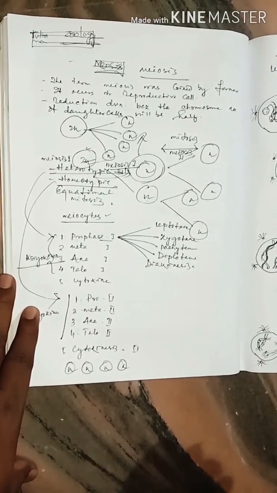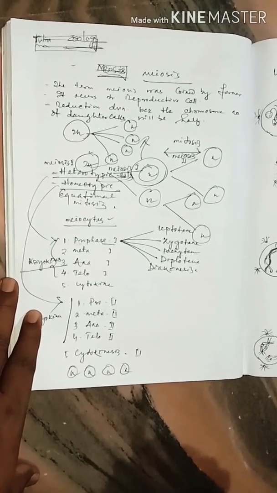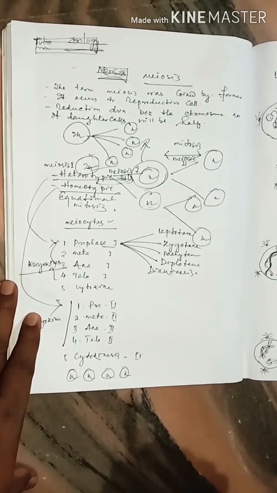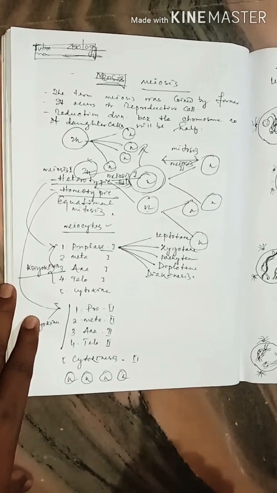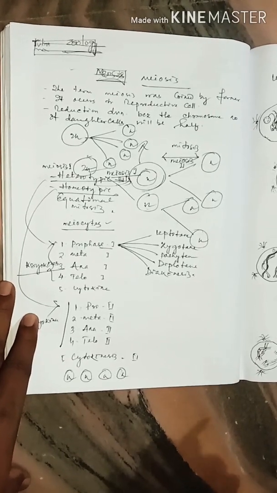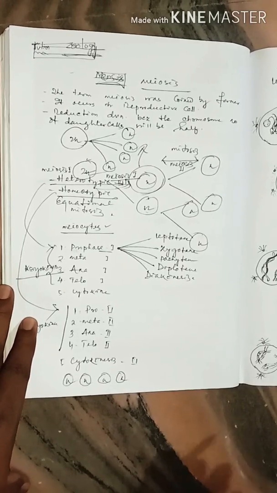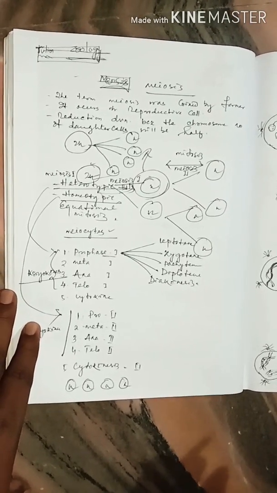Today we are going to discuss meiosis. In my previous handwritten video, I already discussed that mitotic cell division occurs in somatic cells, but this is one of the complicated cell division processes that occurs in reproductive cells, which is called meiosis.